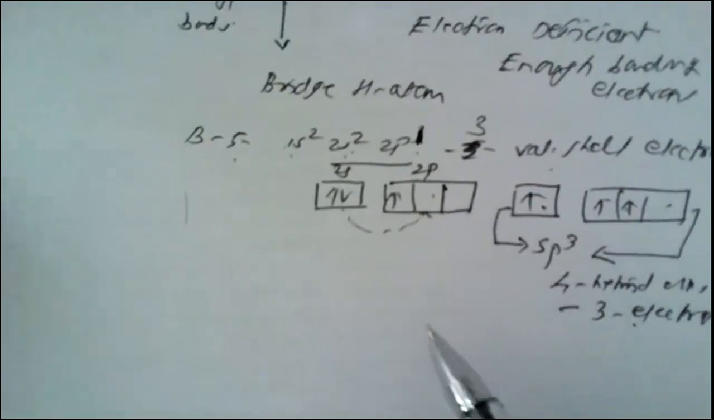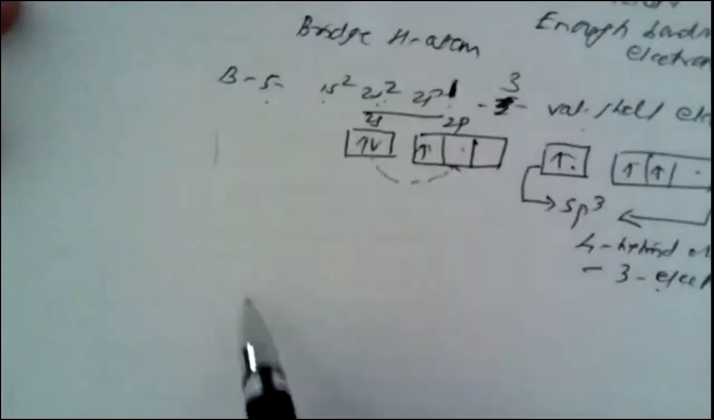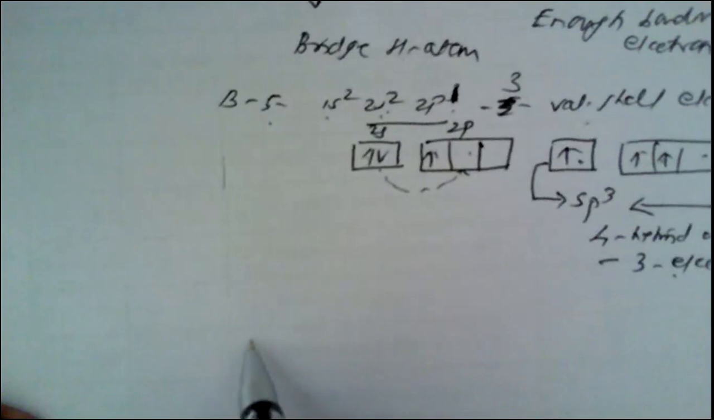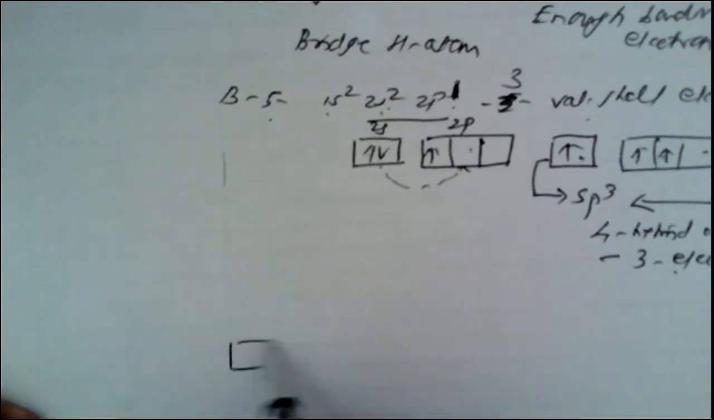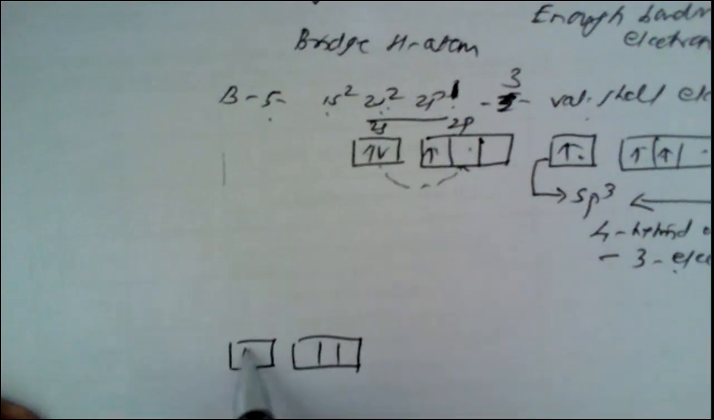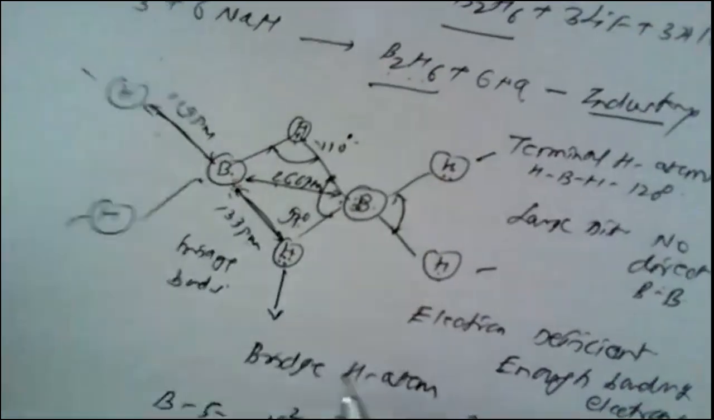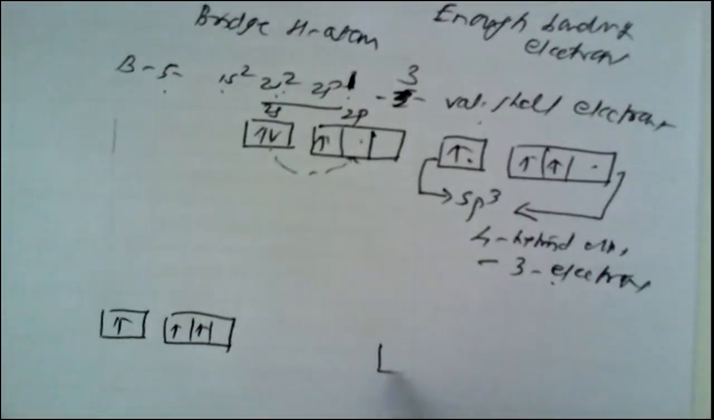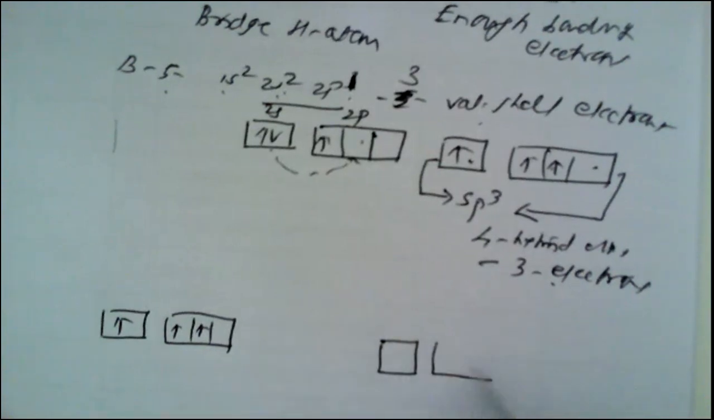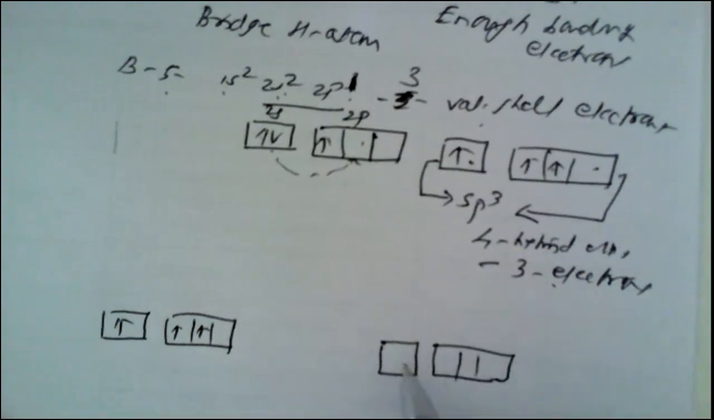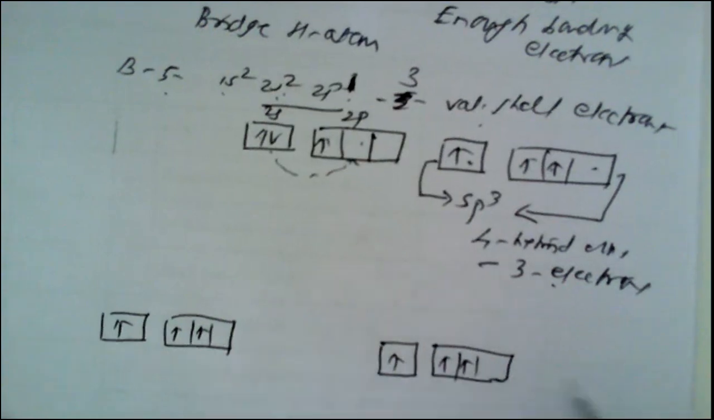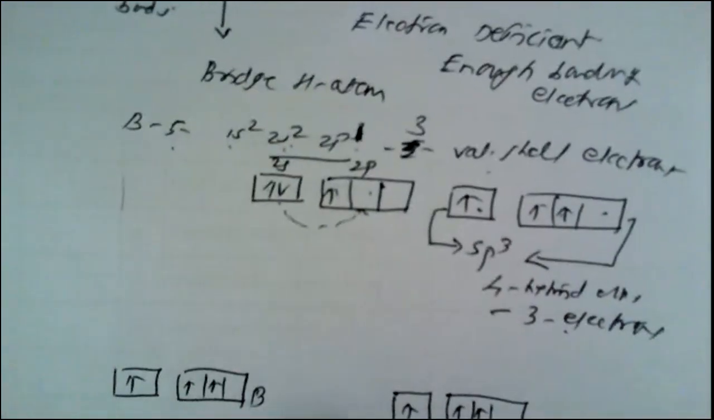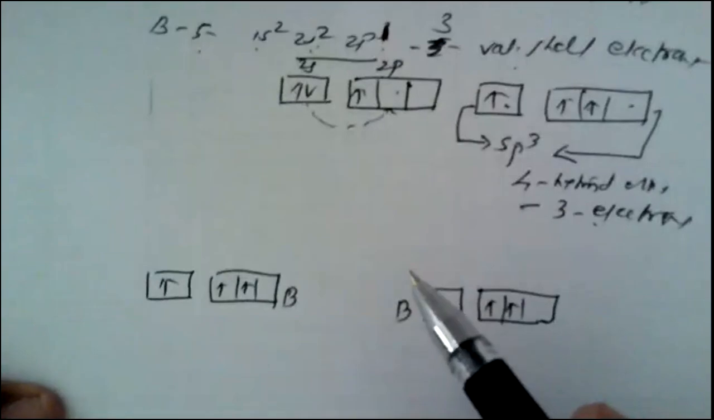Hence, it is electron deficient. So, how can we show this? Just see here. This is again 2s. This is a 2p of the first boron atom, which is shown here. For this boron atom, I would like to show you again. This is like this, 2s and 2p. These are the sp3 hybrid orbitals of these 2 boron atoms.